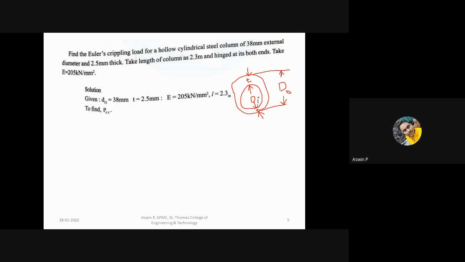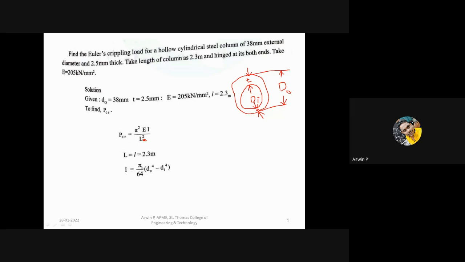To find PCR, the crippling load, we need to write Euler's equation: pi square EI divided by LE square. There is a mistake, it is not L square, it is LE square. For all equations, you use LE square. Here the problem is given as both ends hinged, so you can find LE for the both-ends-hinged condition. For that condition LE is equal to the actual length L, that is 2.3. And I you need to find out.